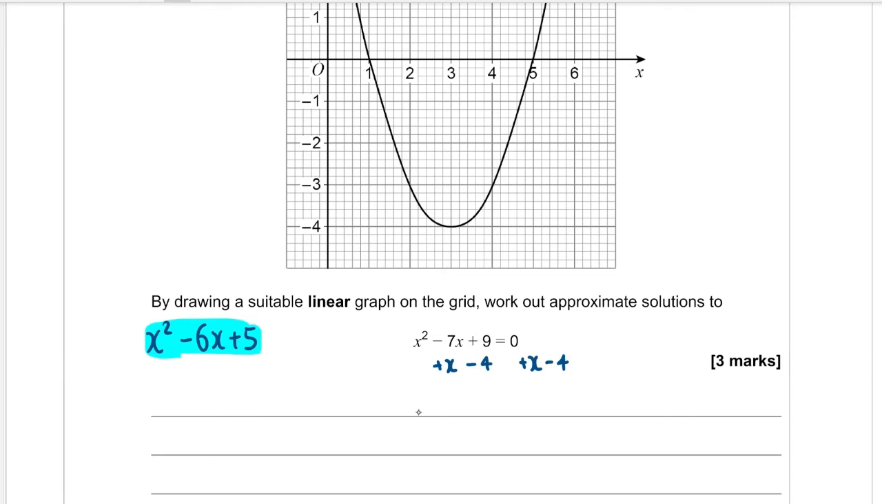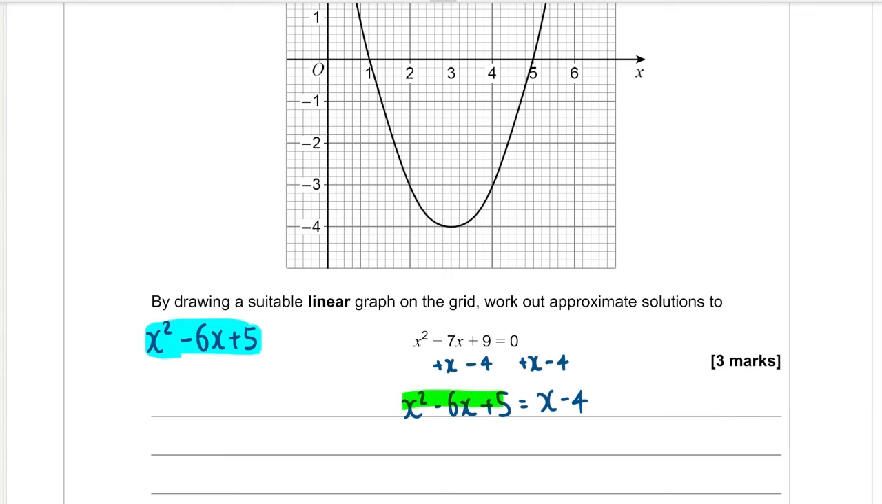So what will that give me? Well, the x squared won't change. Minus 7x plus x is minus 6x, and 9 minus 4 is plus 5. And on the right side, I get x minus 4.